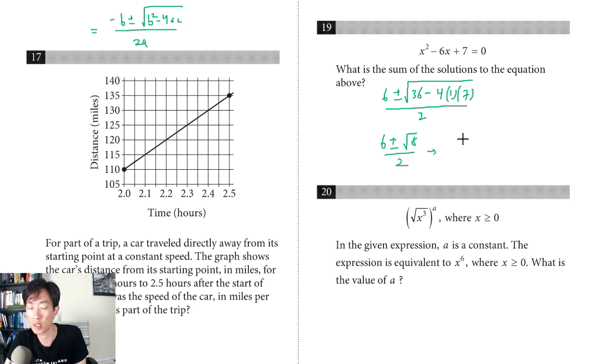Radical 8 is going to be 4 times 2. We'll just rewrite that real quick. So it's the square root of 4 times the square root of 2. This becomes 6 plus or minus 2 rad 2 all over 2. And now we can divide out the fraction. 6 divided by 2 is 3 plus or minus 2 rad 2 divided by 2 is rad 2. And so these are our 2 solutions.